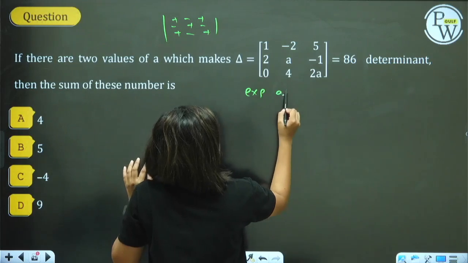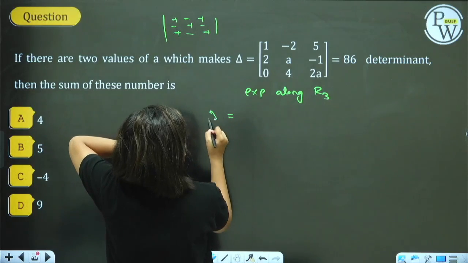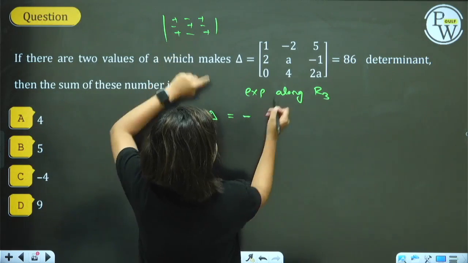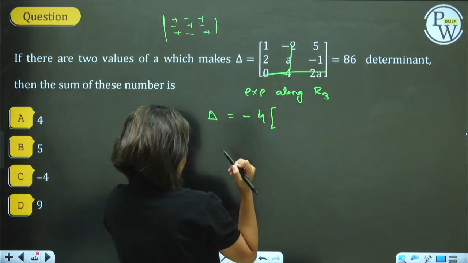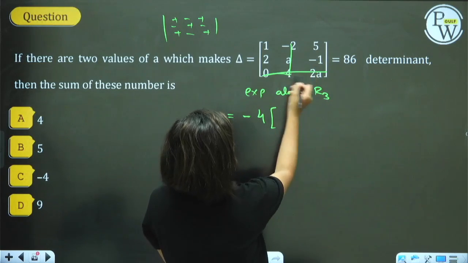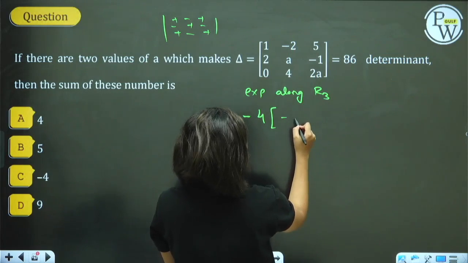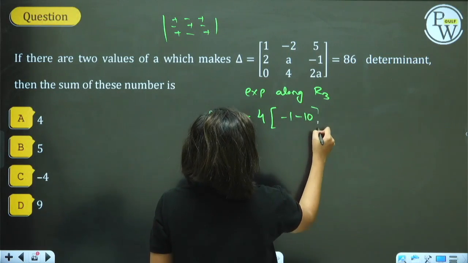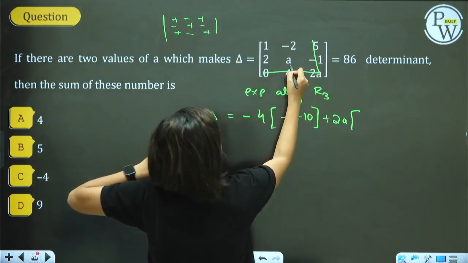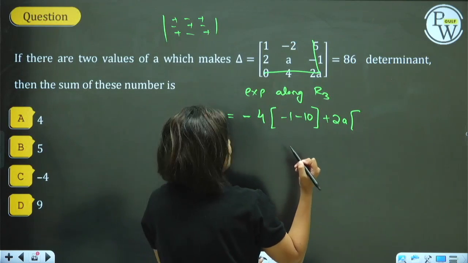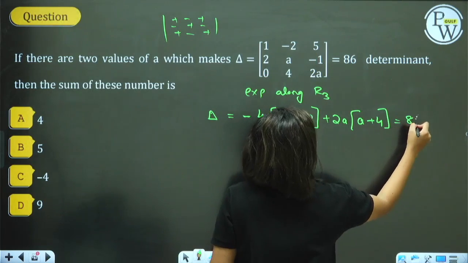Suppose you are expanding along row 3. First element is 0, let it be. Second element should be negative, minus 4. Delete the row and column having 4. We have 1, 5, 2, minus 1. 1 into minus 1, minus 1, and 5 into 2, 10. Then we have a plus sign, plus 2a. Delete this, 1 into a, 2 into minus 2, minus 4. So a minus minus 4 will become plus 4. This is equal to 86.